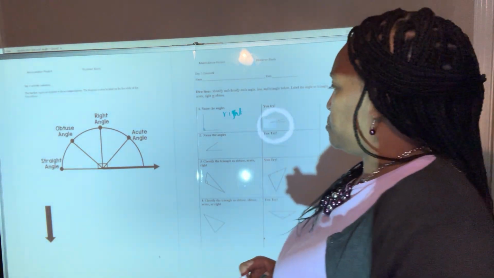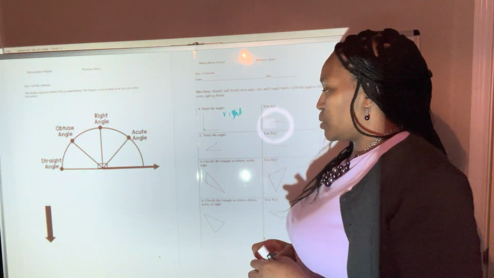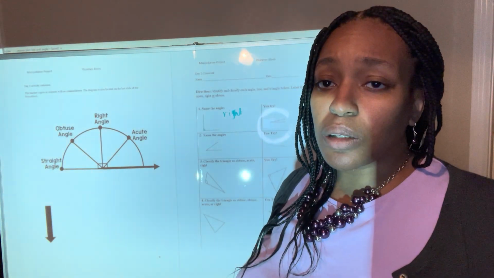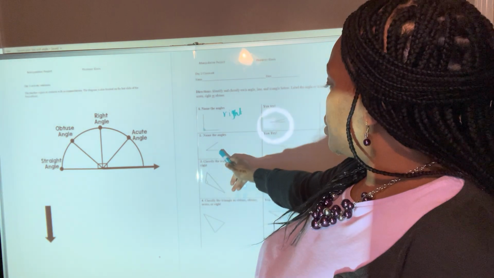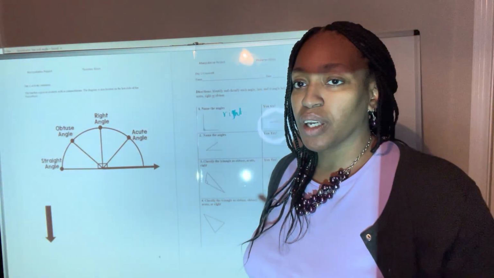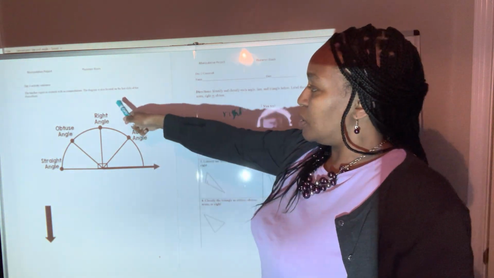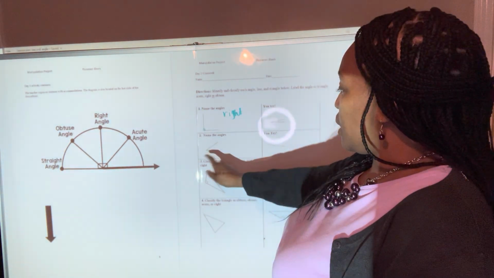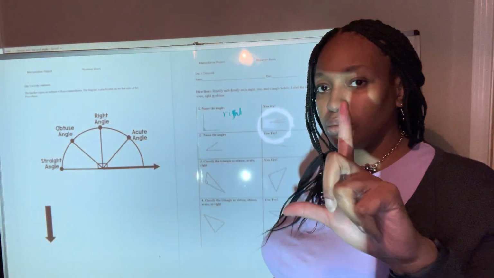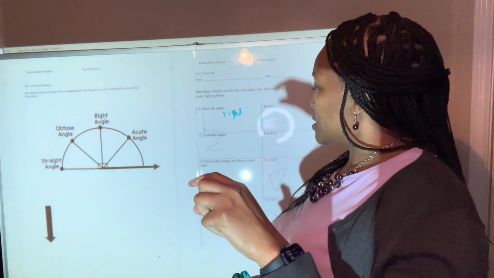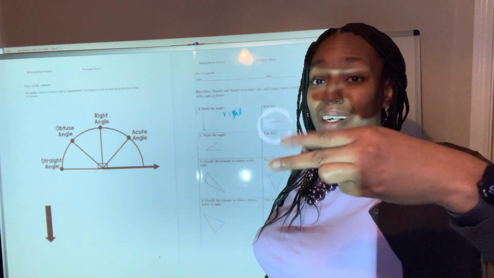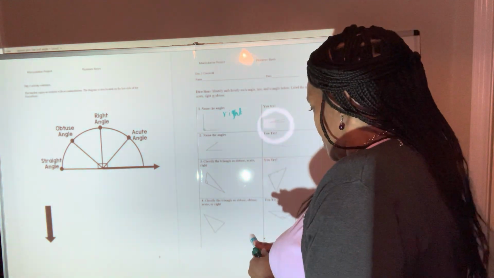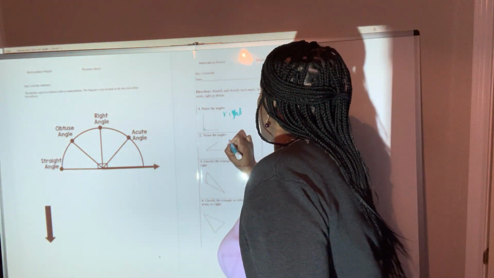Number 2 says name the angle. So now based on the different types of angles that we just talked about in our hand signals, which angle is this? Is it an acute angle, a right angle, obtuse angle, or a straight angle? Well, we're looking at it. Does it sit like an L? No. What does it sit like? That sideways peace sign. Yes, very good. Or those little scissors. Okay. So very good. This will be our acute angle.